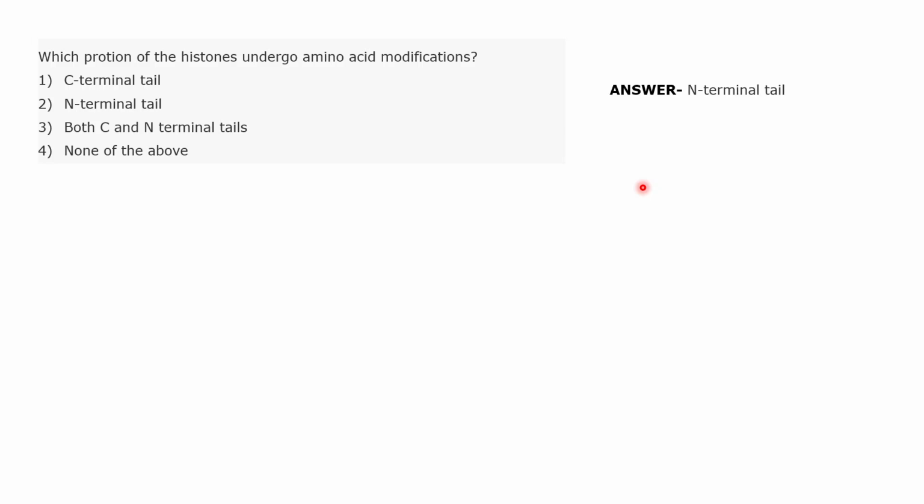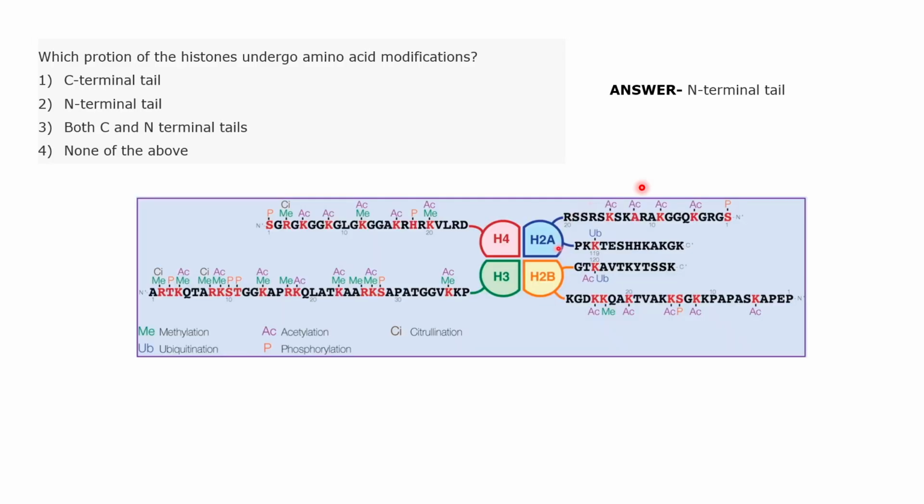Okay, so I got answer number 2, so basically option number 2. That's the answer. The N-terminal tail of the particular histone, whether it might be H4, H3, H2A, H2B, which are components of the core nucleosome complex or histone octamer, actually undergoes this amino acid modification.